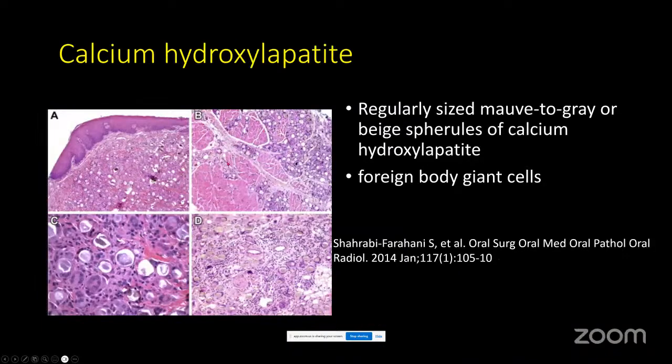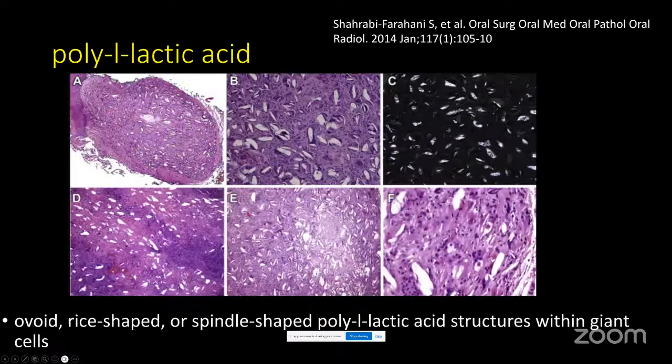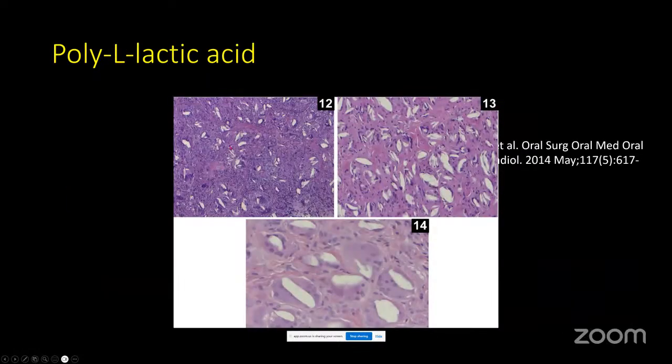Calcium hydroxyapatite are these sort of beigeish light purple spheres surrounded by granulomatous inflammation. Here's another example, these sort of beigeish tan. Sometimes it can look a little purple, but these very round, distinct material surrounded by multinucleated giant cells. Polylactic acid is going to look like little rice grains or tiny little spindle-shaped spicules, surrounded by multinucleated giant cells. Here's another example here, almost like a keratin granuloma.